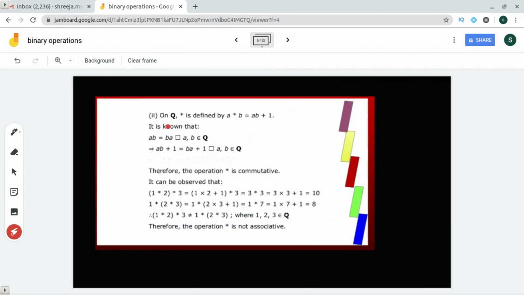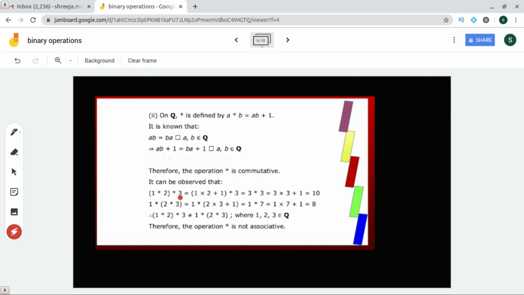Now second one, on Q, star is defined by A star B equal to AB plus 1. Now A star B is AB plus 1. B star A is BA plus 1. Multiplication is commutative, so BA is equal to AB. So B star A is equal to A star B. So star is commutative.